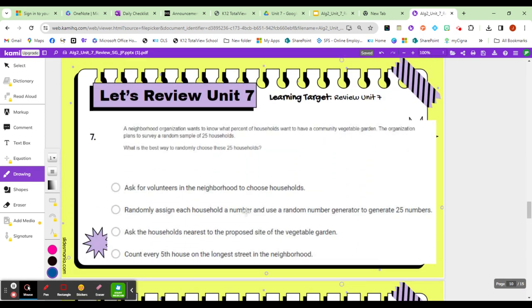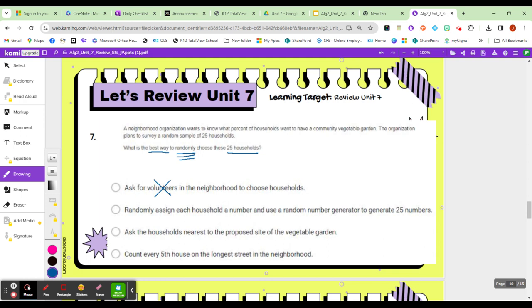Number 7, a neighborhood organization wants to know what percent of the households want to have a community vegetable garden. The organization plans to survey a random sample of 25 households. What is the best way to randomly, that's probably the most key word here, choose these 25 houses? Should we ask for volunteers? Volunteers is a really big no-no anytime we're collecting data. When we ask for volunteers, we don't have a plan to randomly select whatever we're trying to get our data on. So we don't ever want volunteers.